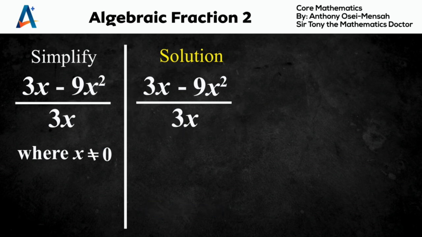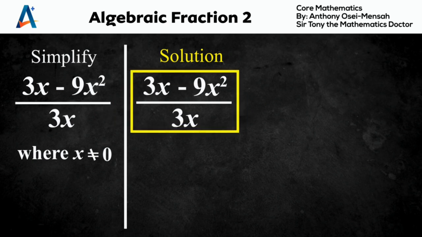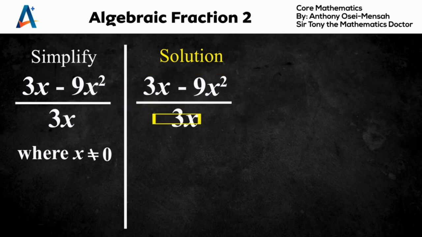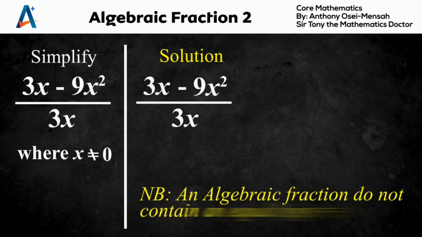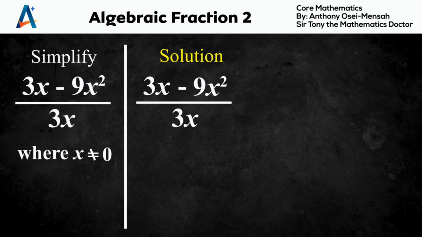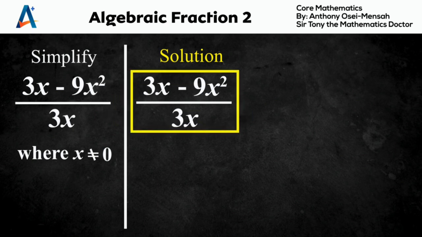Now the fraction is from the fact that this entire expression is made up of a numerator part and a denominator part. The numerator is the upper part of the fraction and the denominator the lower part, with a division sign in between them. So we can now conclude that this is an algebraic fraction because there is an algebraic expression in the form of a fraction. Please take note that an algebraic fraction does not contain an equal sign. With that being said, we need to go ahead and simplify this algebraic fraction into its simplest form.